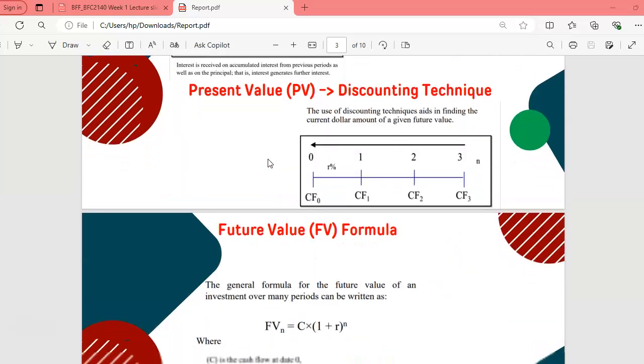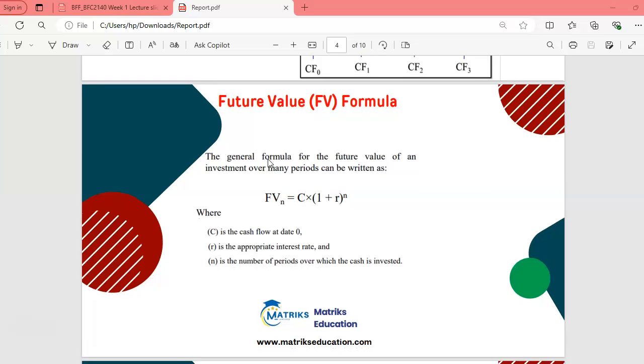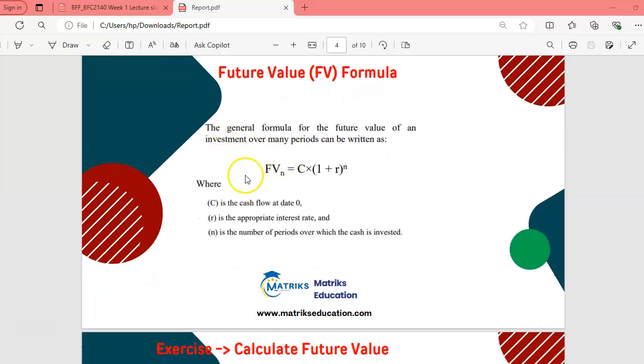Now we will look at the formula of future value here. So the general formula for future value is FV equals C multiplied by (1 plus R) to the power of N, where N is the period of time. C is the cash flow at date 0, or you can also call it the present value, which you have right now in year 0, multiplied by 1 plus R, or the interest rate, with N being the number of periods over which the cash is invested.